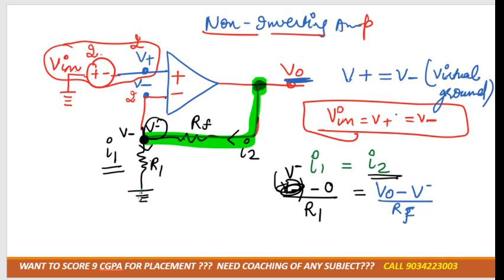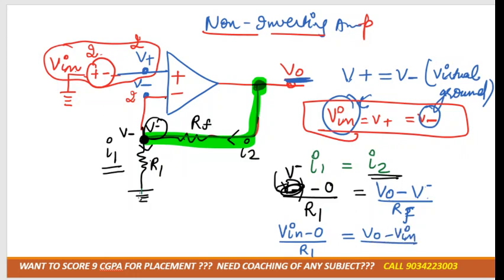V negative, can we write down as V in? So it would be V in minus 0 divided by R1. Again, V negative can be written as V in, so it would be V naught minus V in divided by RF. As you know, what we need to calculate is V naught by V in. If we solve it, then what would be the value?